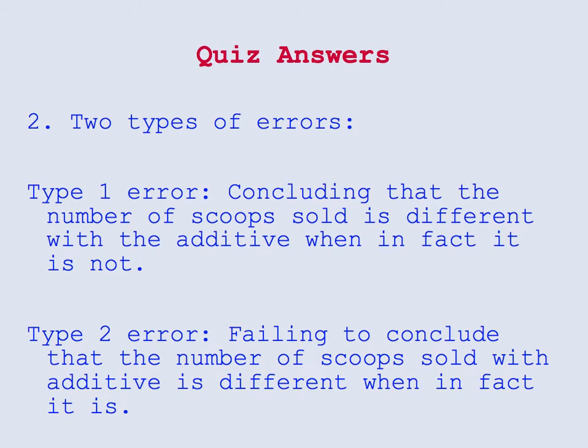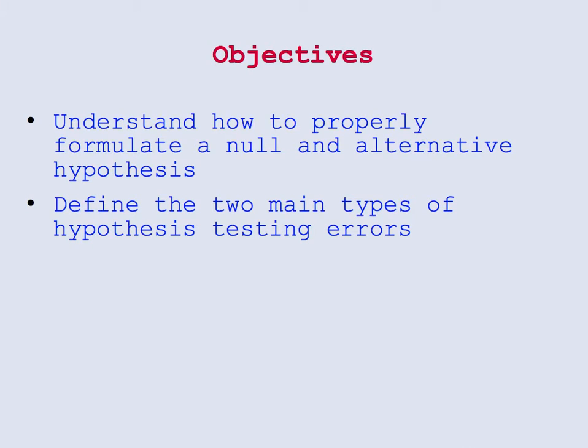And here we can see, as an owner of a gelateria, the type 1 error, spending the money and investment to retool the factory when in fact there is no benefit to the additive, is probably much worse than the type 2 error, which is failing to market the gorgonzola anchovy additive. So that concludes our lesson, with the objectives of understanding how to properly formulate a null and alternative hypothesis, and to define the two main types of hypothesis testing errors.